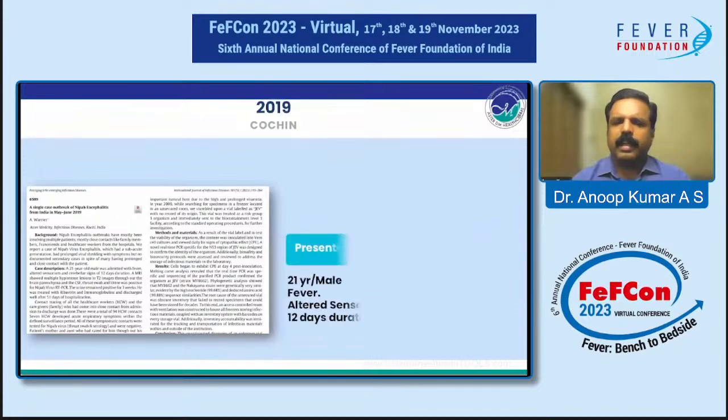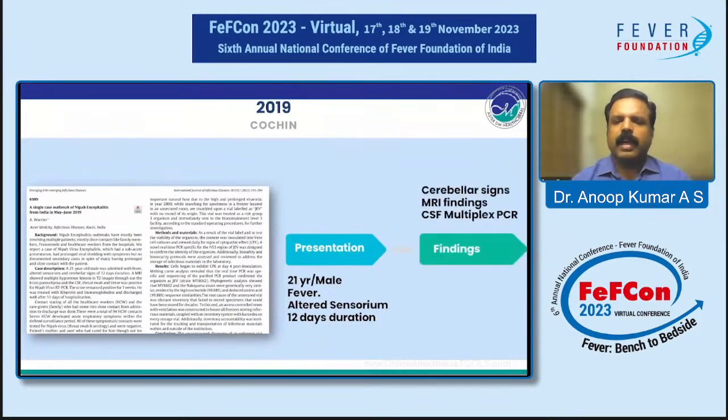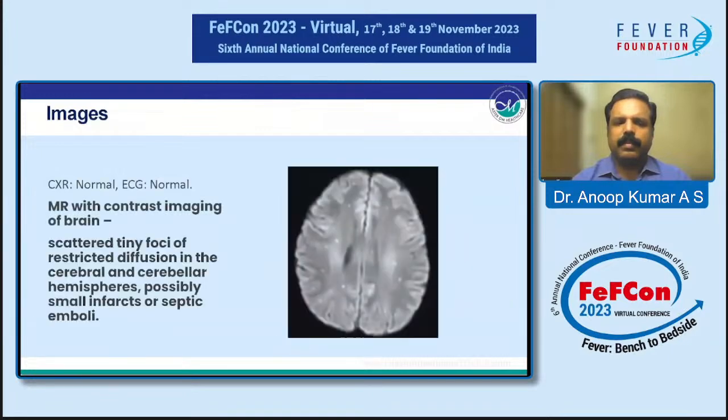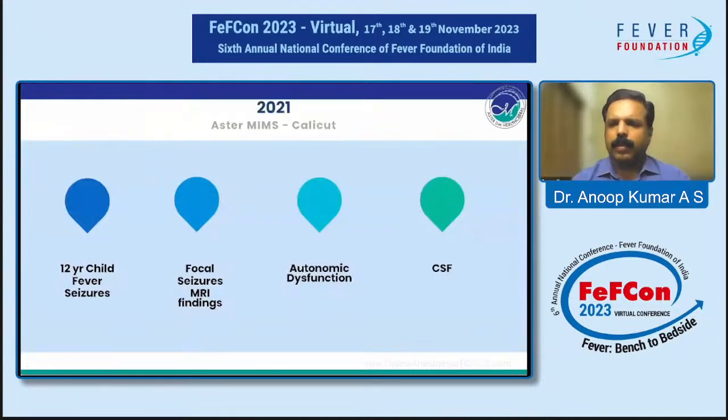In 2019, again, a 21-year-old boy was admitted with altered sensorium and fever of 12 days duration. And he had typical MRI findings. This was the typical MRI findings you can see. And the CSF picked up Nipah positivity, and he was treated with antivirals, IVIG, etc., and they could rescue him.